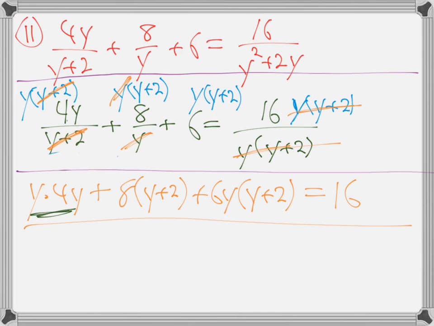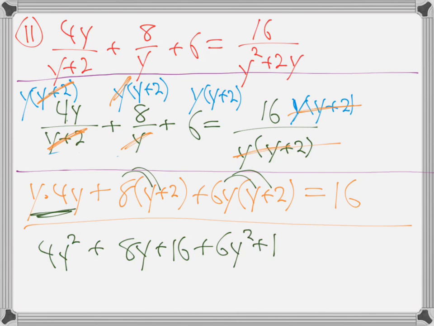Now, careful, that's a y times 4y, isn't it? So that's 4y squared. And the 8 distributes: 8y plus 16. Now the 6y distributes: 6y squared plus 12y. See all that mess?